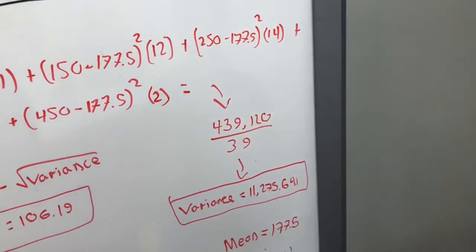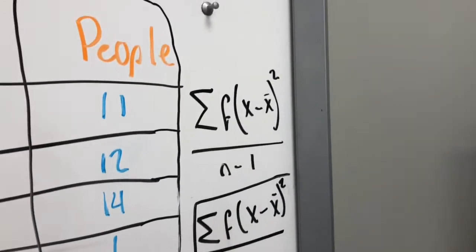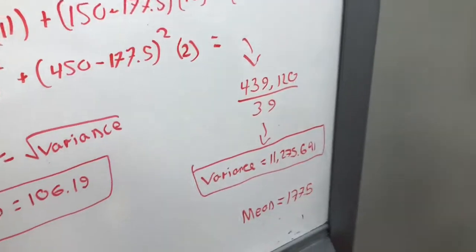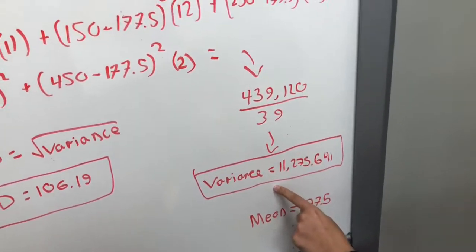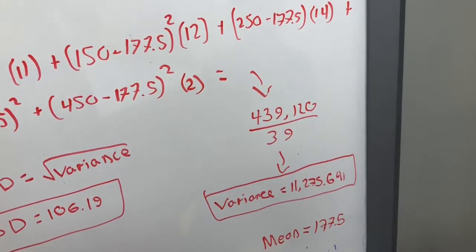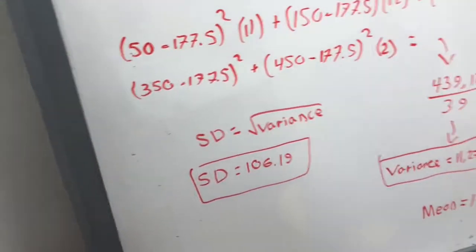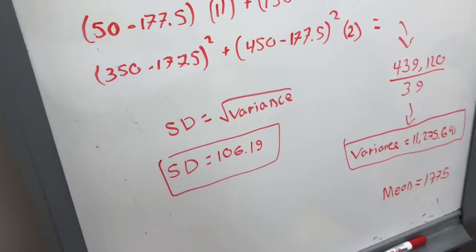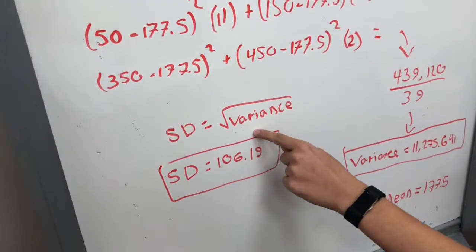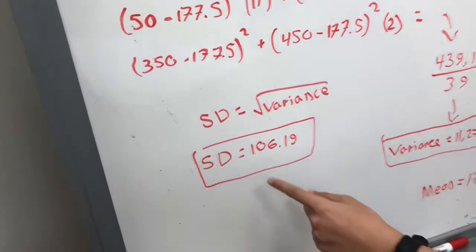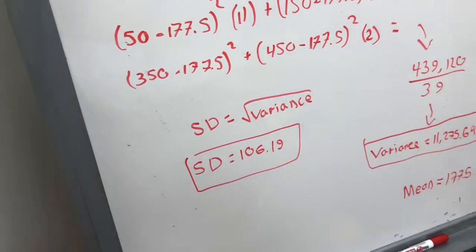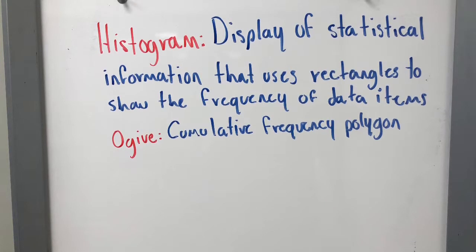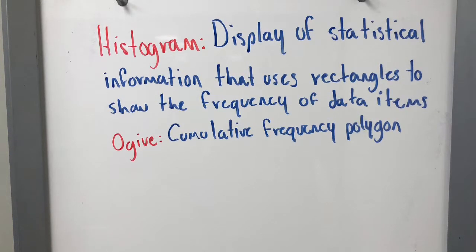Since this is a sample, we're going to need to divide it by the number of people minus 1, so it will be 39. At the end, the result will give you 11,275.641. So that will be the variance. And now with the variance, we are able to get the standard deviation. The basic formula for the standard deviation is square root of variance. So we only get the square root, and it will be 106.19.